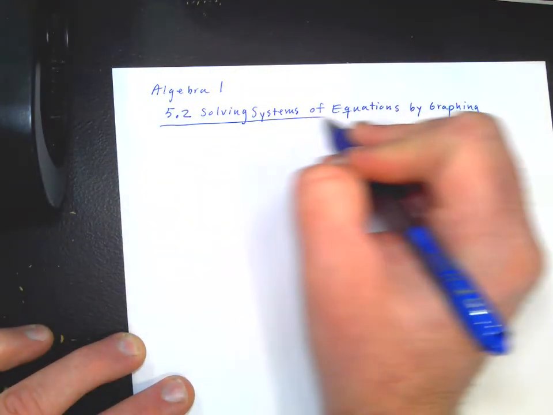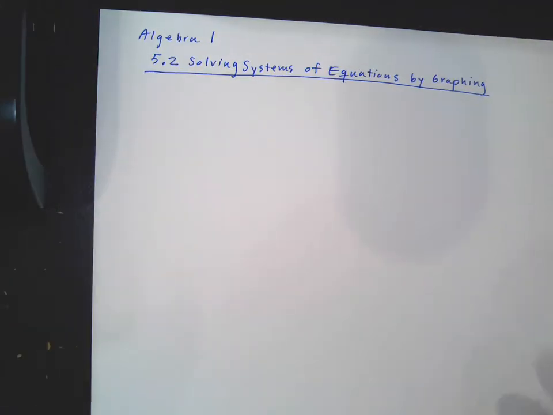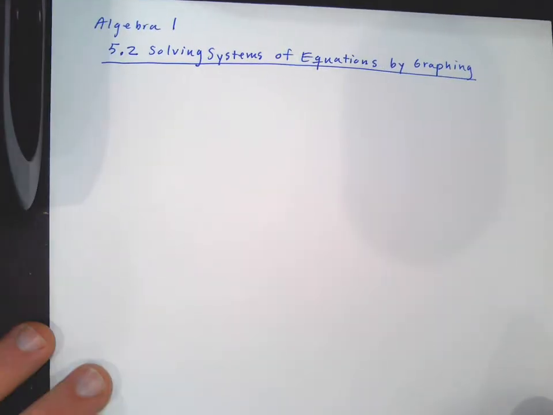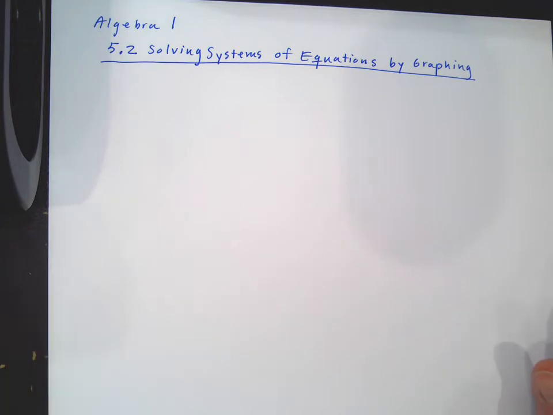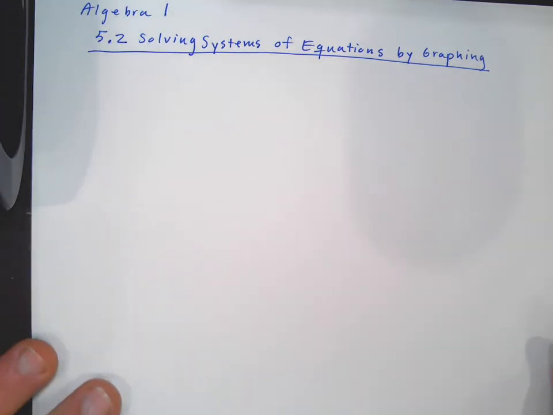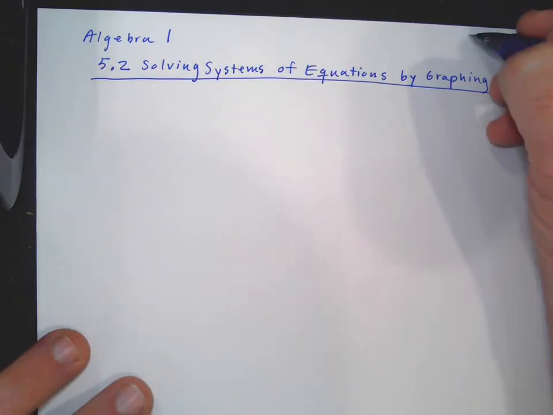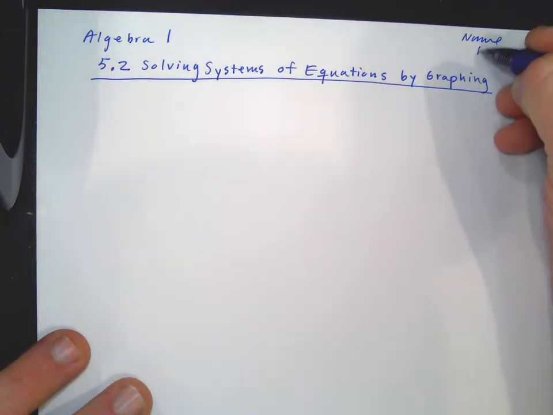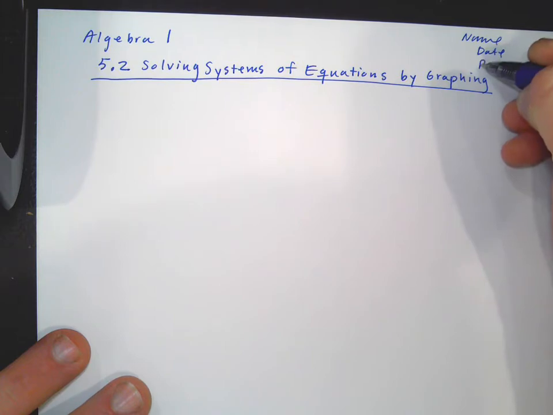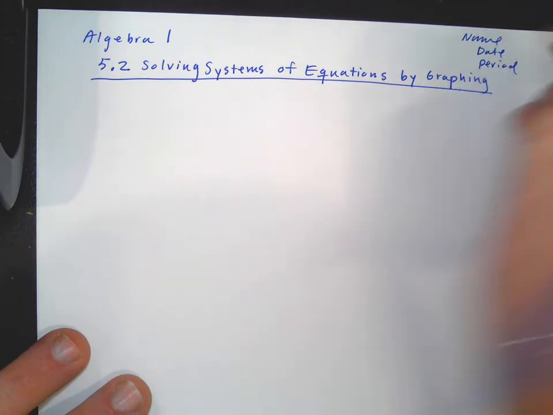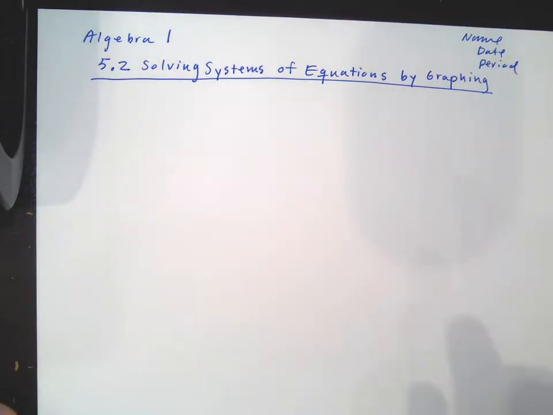This would be a good section to use graph paper on, especially today. Notes, assignments, graph paper is going to make it easier and quicker for you, but that's up to you. You should put your name, date, period. Okay, you should label your notes and any assignments with what section it is.